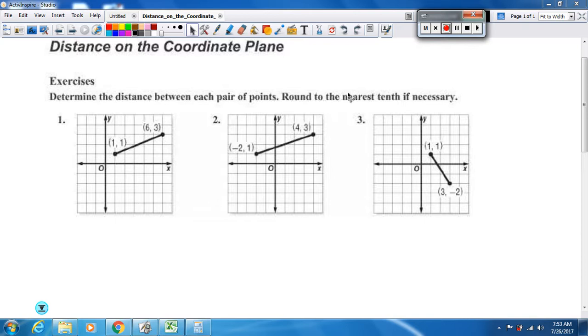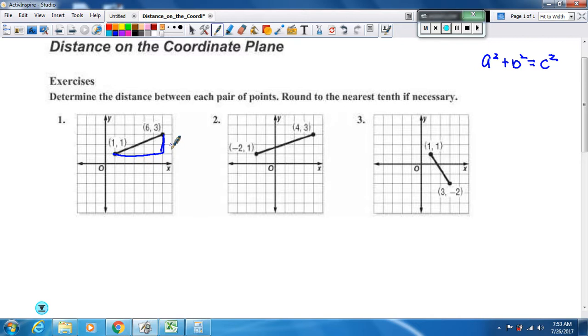For this lesson, we're going to find the distance on the coordinate plane of a line, but we are going to find it using the Pythagorean theorem, which is a squared plus b squared equals c squared. Okay, so what you want to do is take the line segment that they've drawn, and make a right triangle out of it.